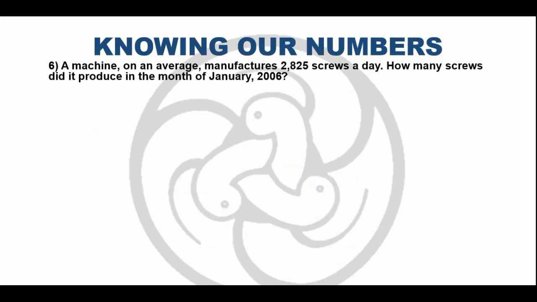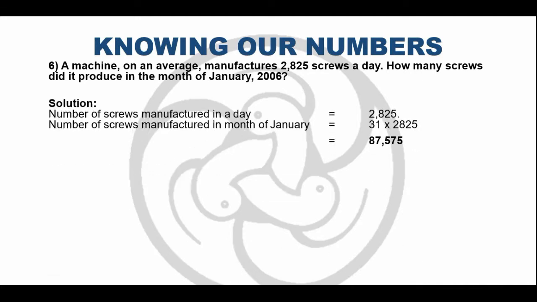So the next one is: a machine on average manufactures 2,825 screws a day. How many screws did it produce in the month of January 2006? So what is the question given here? For one day the screw manufacture is 2,825. For the month of January, how many screws are manufactured? So for the month of January, how many days are there? January has 31 days. So for 1 day it is 2,825, which means for 31 days we have to multiply.